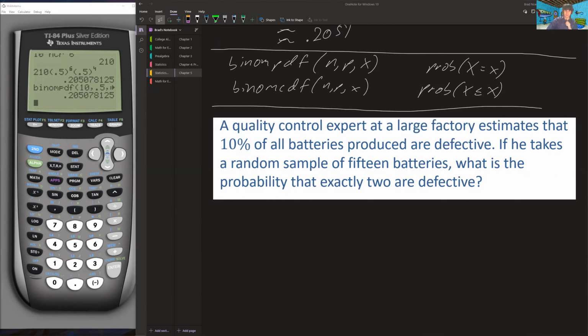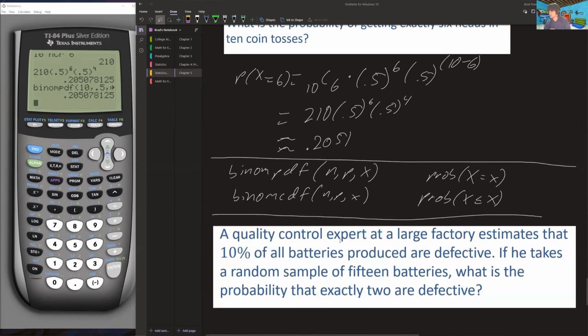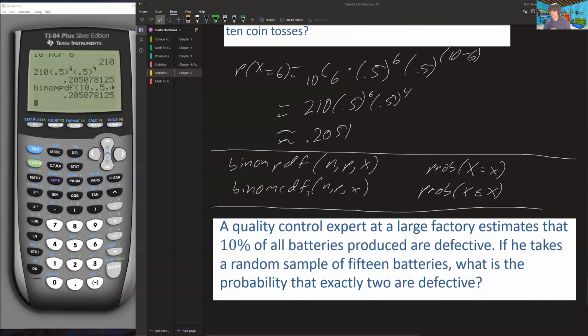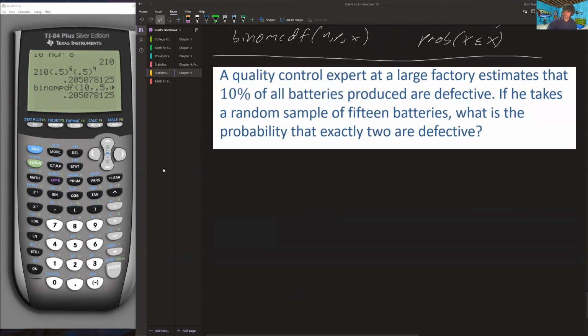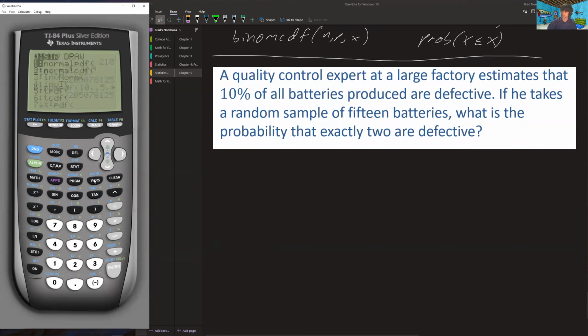Now, if we wanted to do this by hand, we could absolutely do that. We would simply make use of our formula here. Okay, so it'd be 15 choose 2 times 0.1 to the second power times 0.9 to the 13th power. Multiply those together. I'm feeling a bit lazier though, so I'm going to go to my distribution. I'm going to go down to Binomial Pdf because I'm just looking for exactly this many.